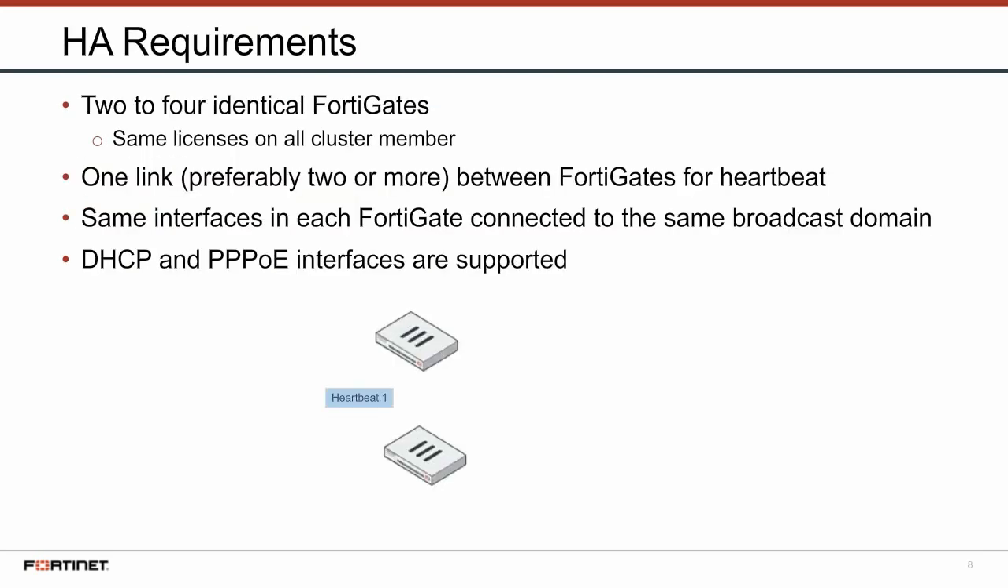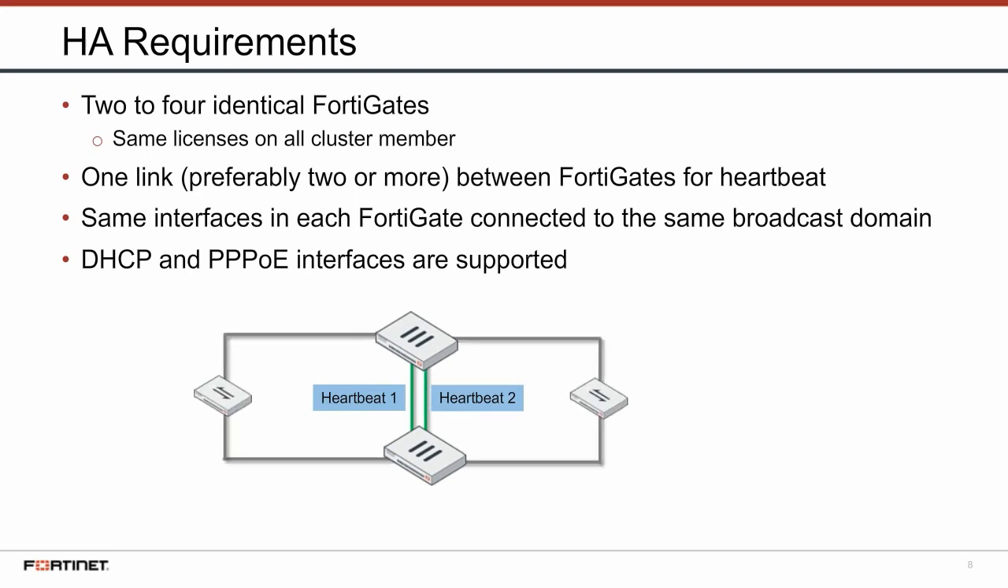FortiGate HA configuration requires a specific setup in devices. First, at least 2, but up to 4 FortiGate devices with the same firmware, hardware model and VM license, FortiGuard, FortiCloud, and FortiClient licenses, hard drive capacity and partitions, operating mode, transparent or NAT.